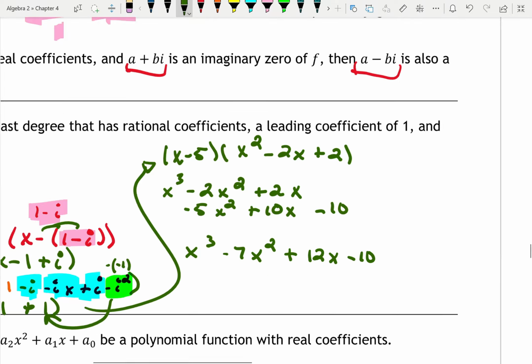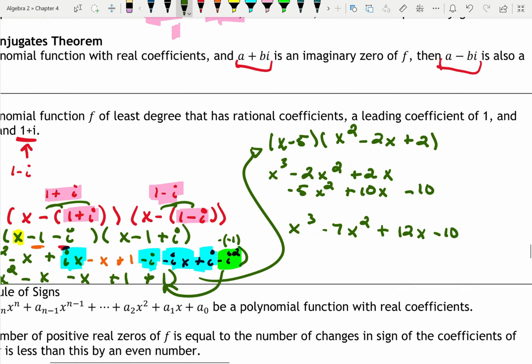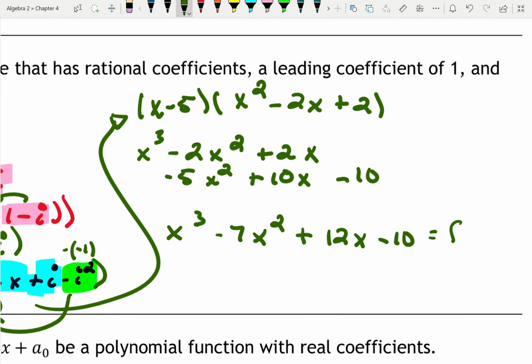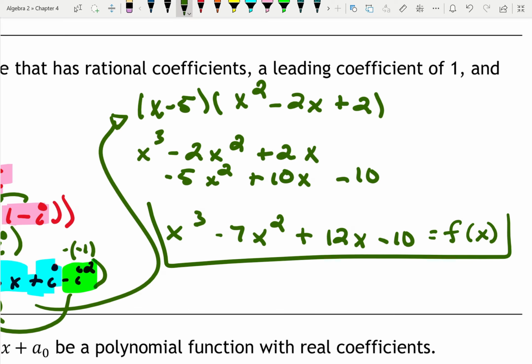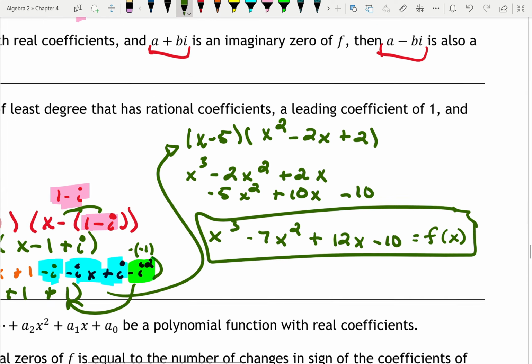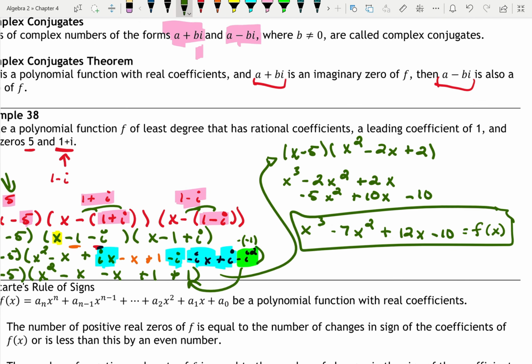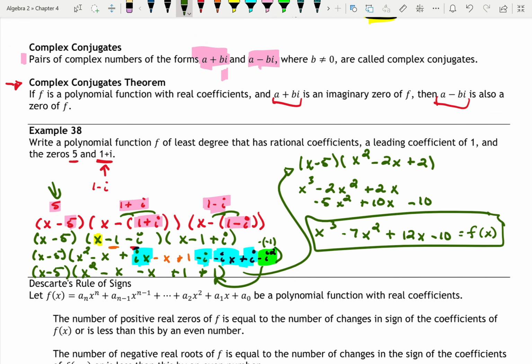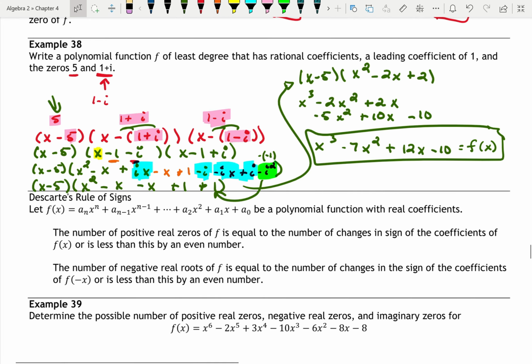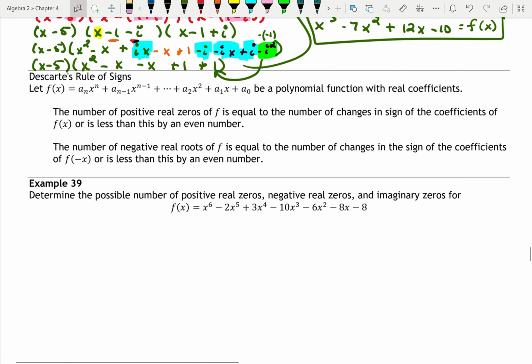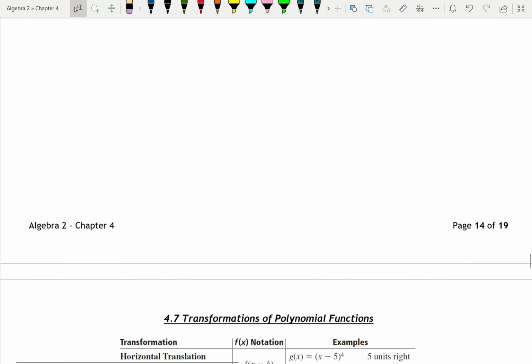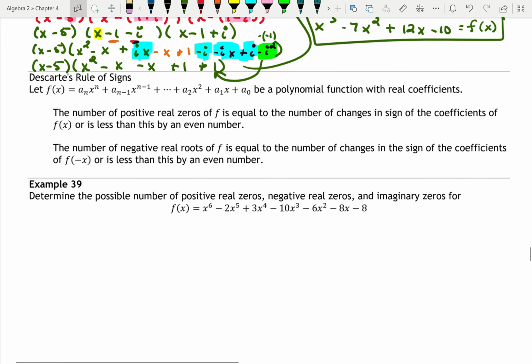And are we supposed to be writing a function? I think we are. Polynomial function f. So we're going to call this f of x. So there we go. That's number 38. Next up, we have Descartes' rule of signs. And this is something that I'm going to talk about in class. So for number 39, just number 39, remind me to talk about that in class so that we can learn about that.